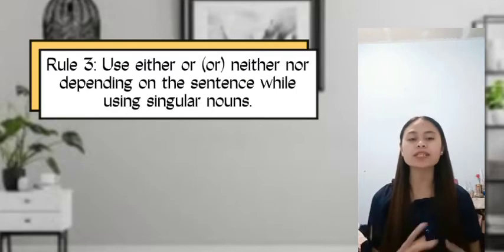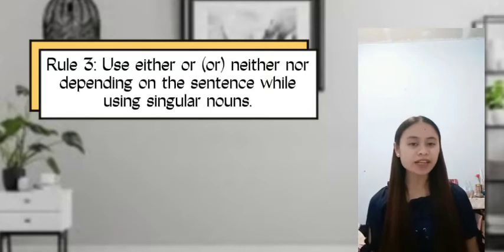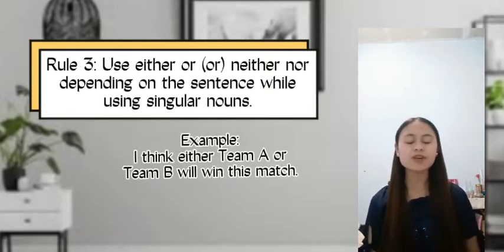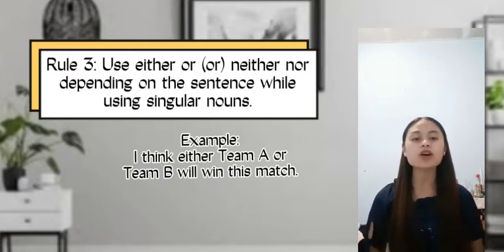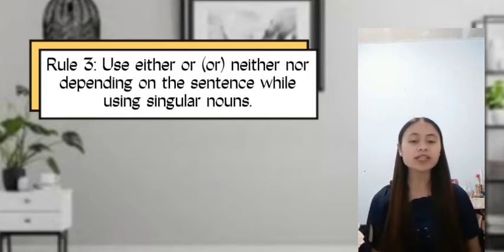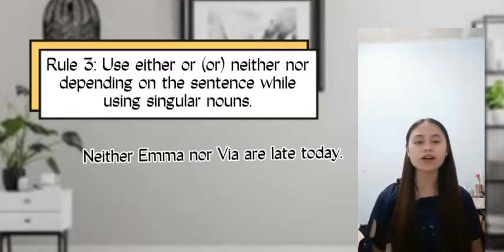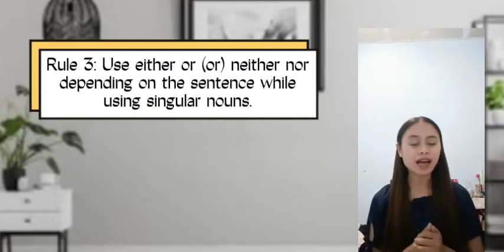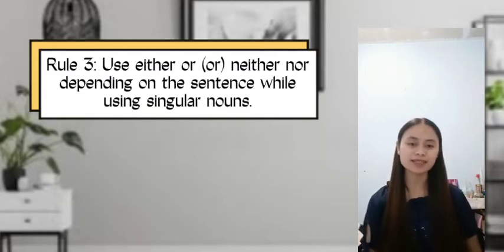Use either-or or neither-nor depending on the sentence while using singular nouns. So either-or is used when any one of the two cases is true. This means that either this must be true or that. For example, I think either Team A or Team B will win this match. We could also use neither-nor. It is used when two of the subject cases are false. So this means that both are false. So neither Emma nor Via is here today. So that's how we use either-or and neither-nor in a sentence.